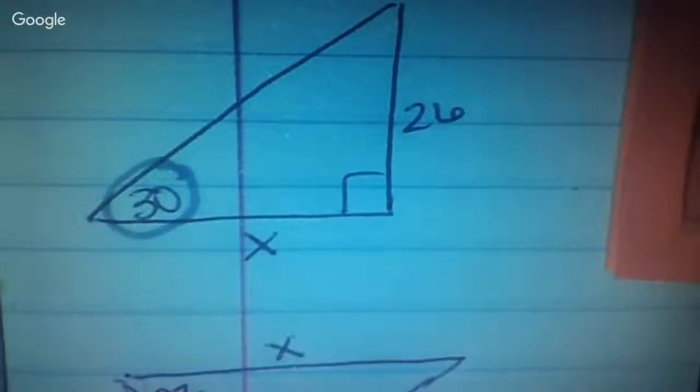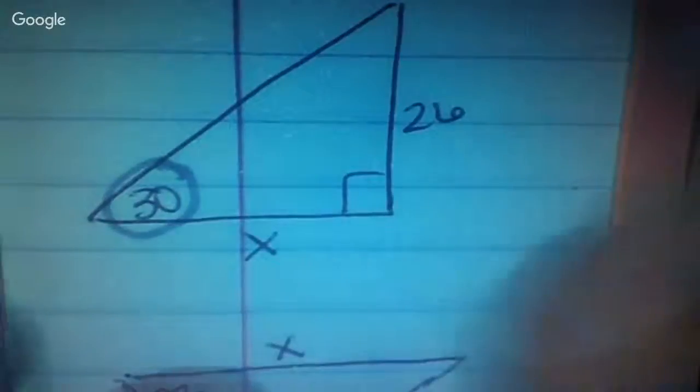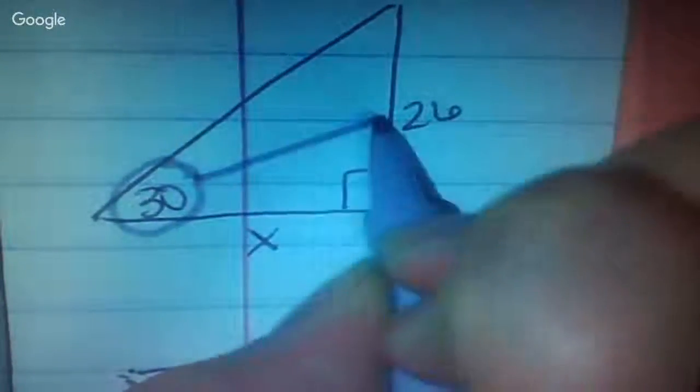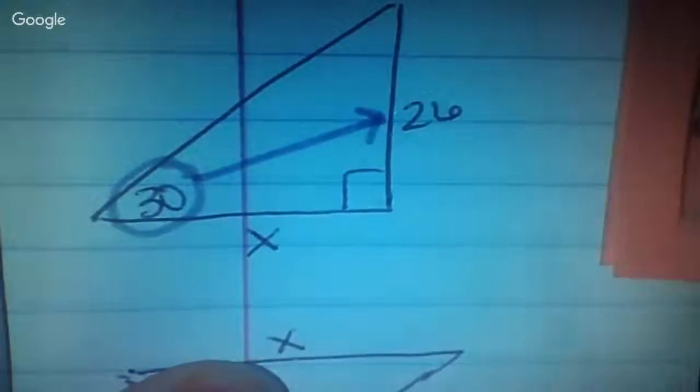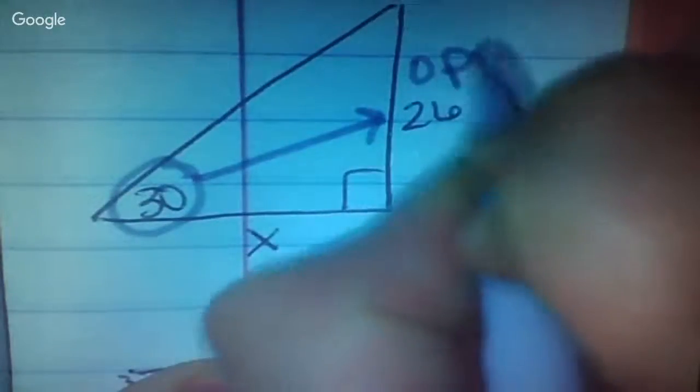So you're saying that 30 would be the reference? Yes, 30 is the angle that you would use. This time you're not trying to find your angle, you're trying to find one of your sides. So 30 is your reference angle. 30 is what you use to label your sides as opposite, adjacent, hypotenuse. So across from my 30 is my 26, and that makes this opposite.